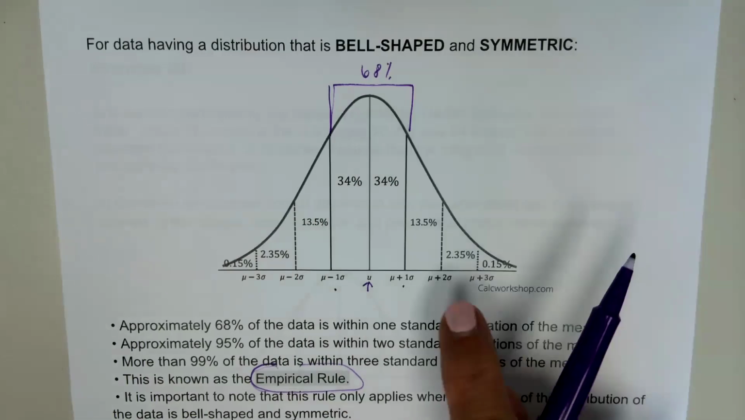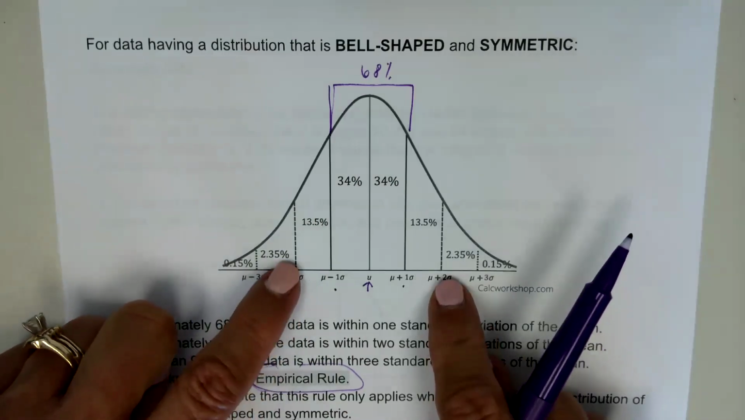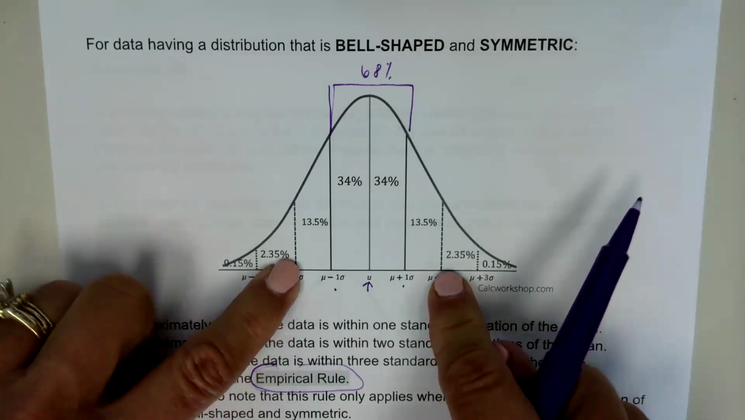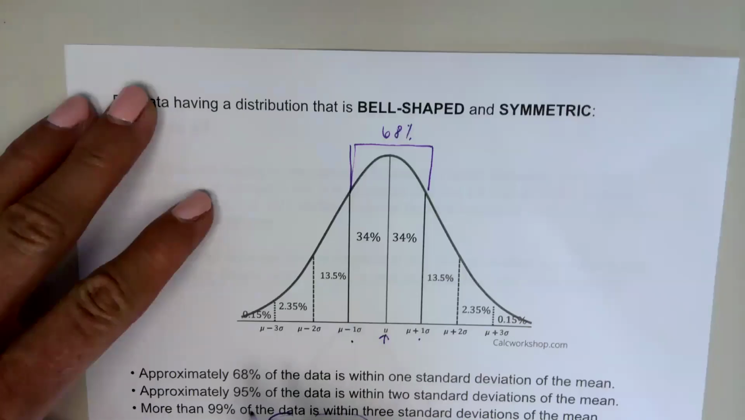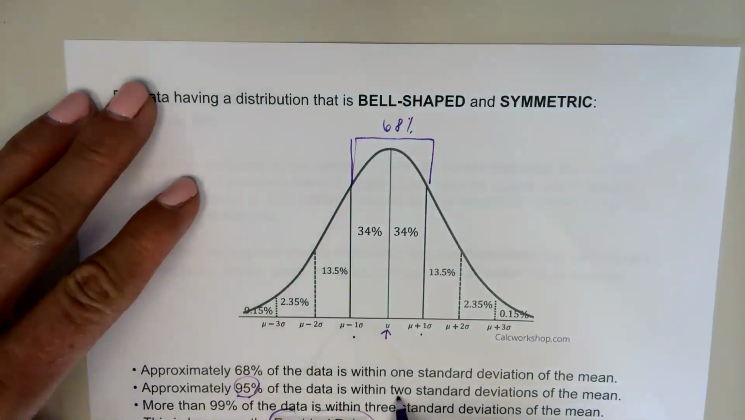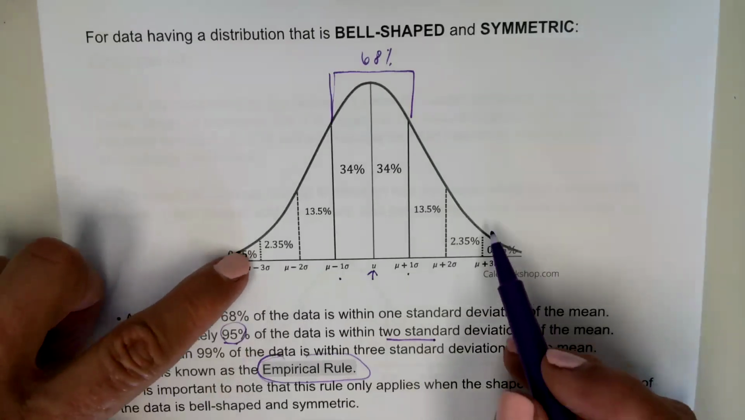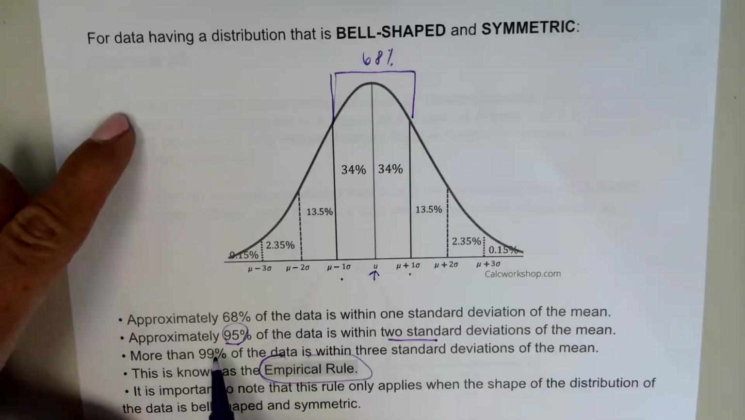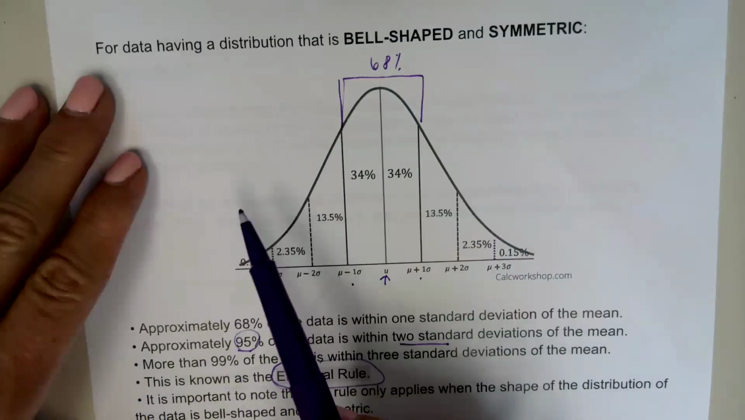If we were to add another standard deviation, so two standard deviations to the right and two standard deviations to the left, we are going to add 13.5% on either side, and that's approximately 95% falls within two standard deviations. And then if we go out one more standard deviation, there's about 99% of the data. And so these percentages will always be the same.